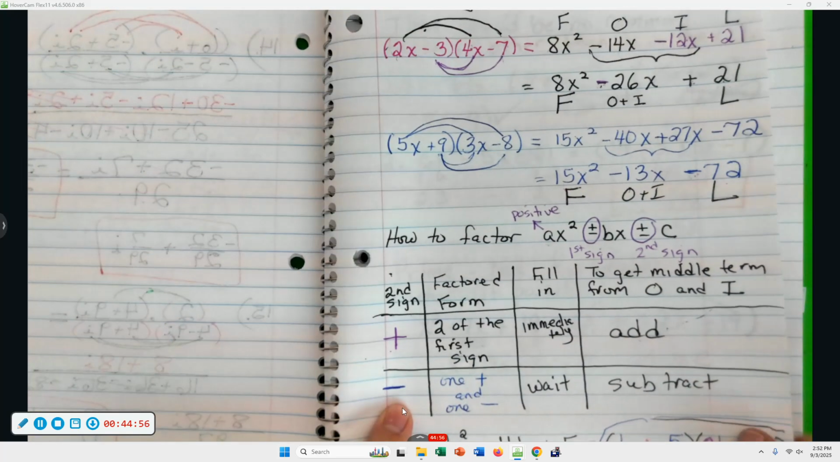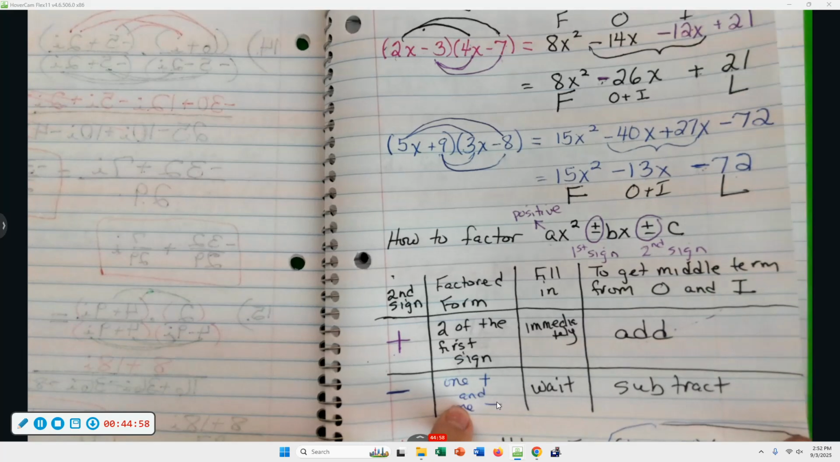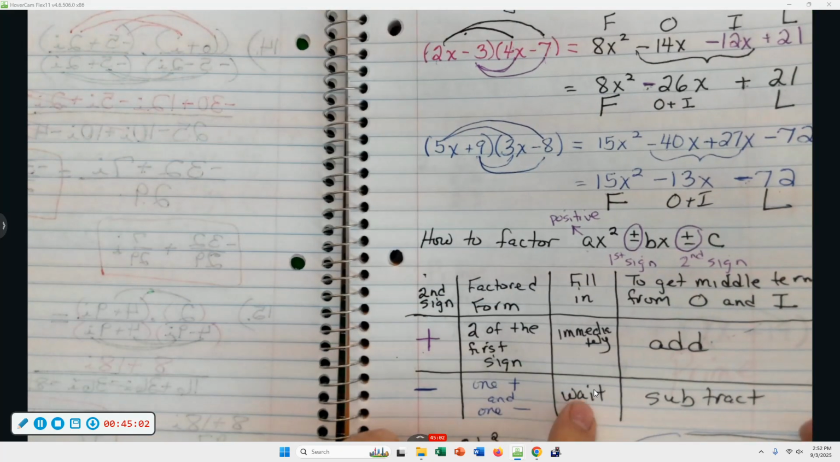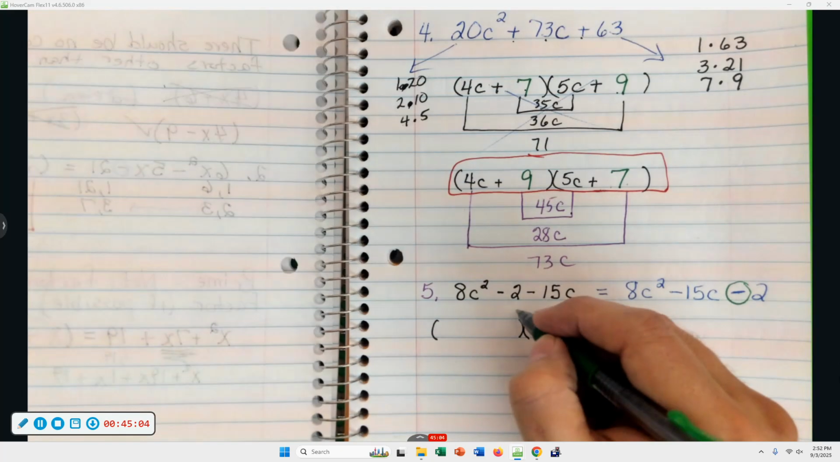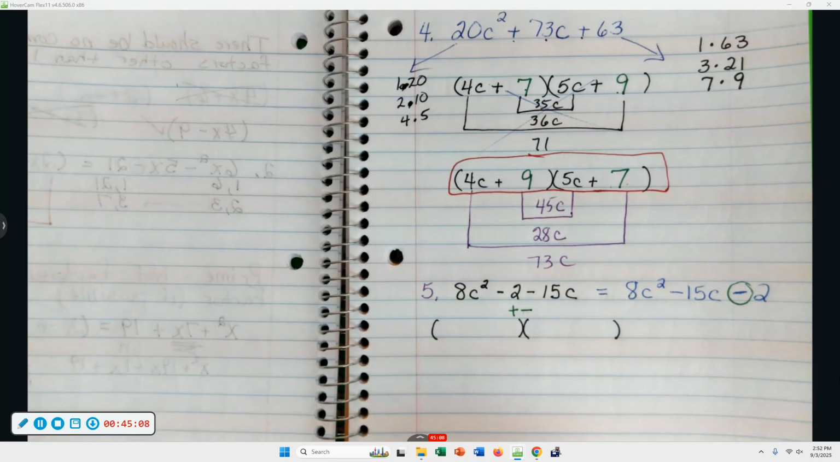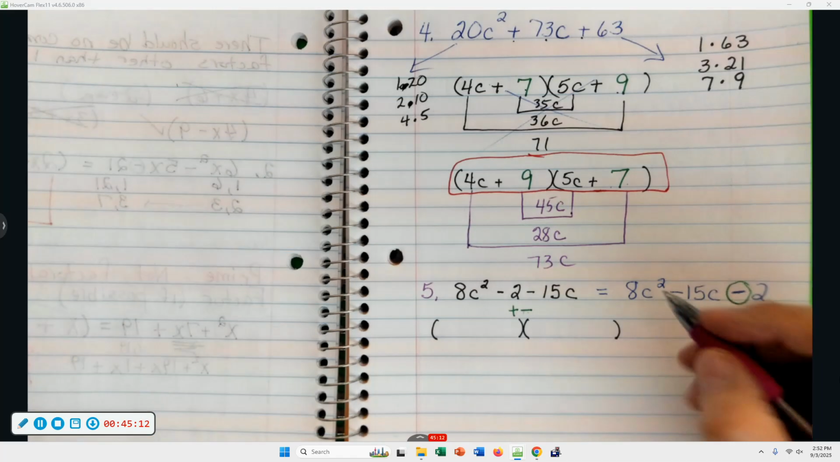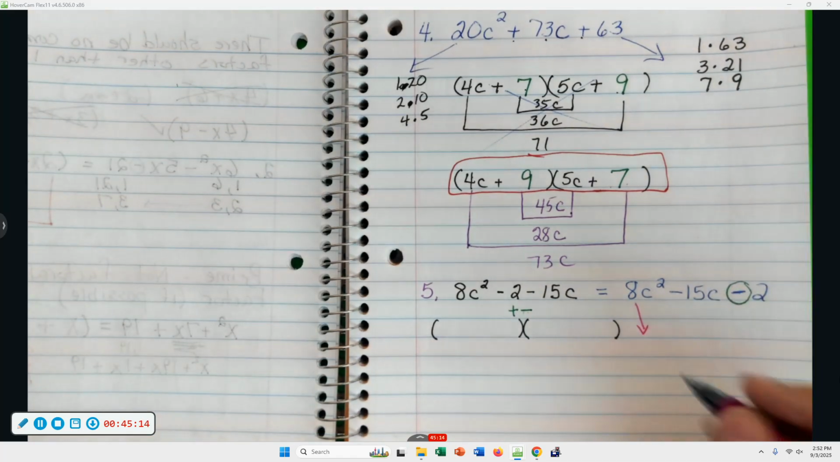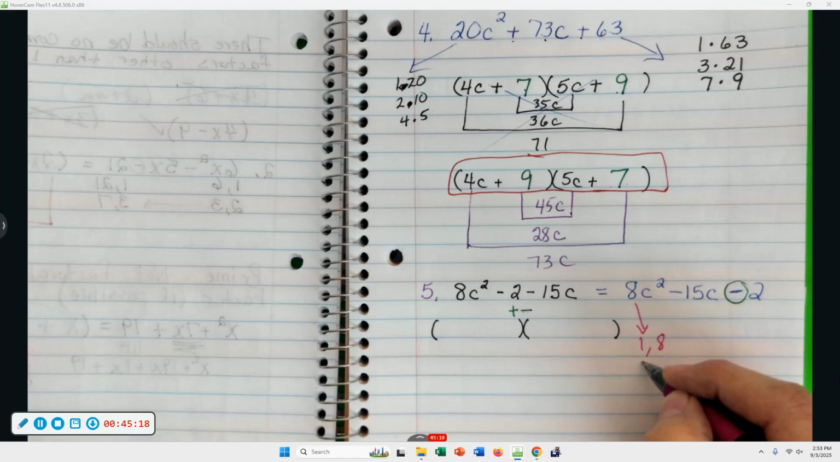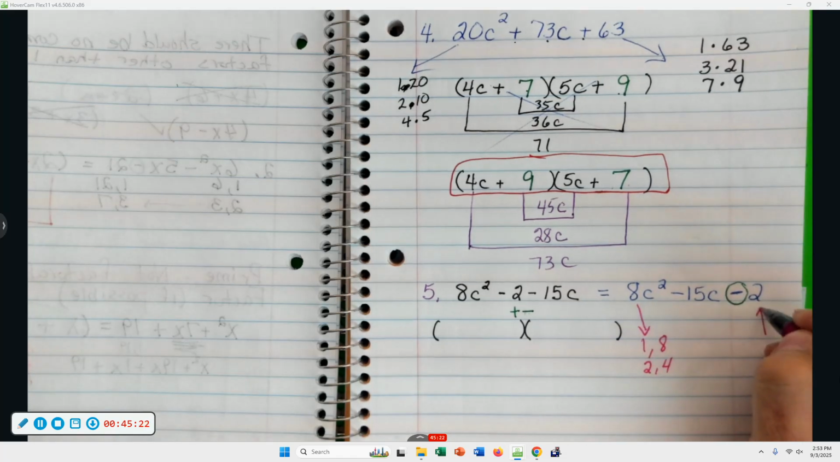The second sign is a minus. So there's going to be one plus and one minus. We'll wait to fill those in. So a plus and a minus. I'll just make a note of that there so you don't forget it. And I need numbers that multiply together to give 8. Well, there's 1 times 8, and what else? 4 times 2. And that's all for 8.